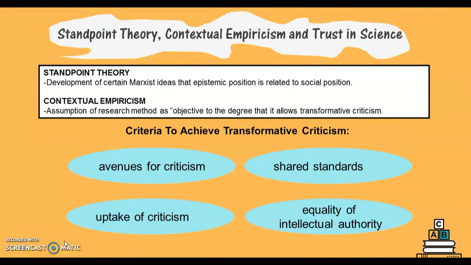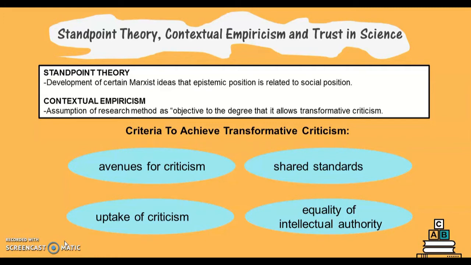Next, we move to standpoint theory. Standpoint theory is development of certain Marxist ideas that epistemic position is related to social position. According to this view, underprivileged workers understand social relations better because they used to live under capitalist rule and get access to capitalist life as well as their own life. They can acquire the benefits of knowledge from certain perspectives that scientists cannot.